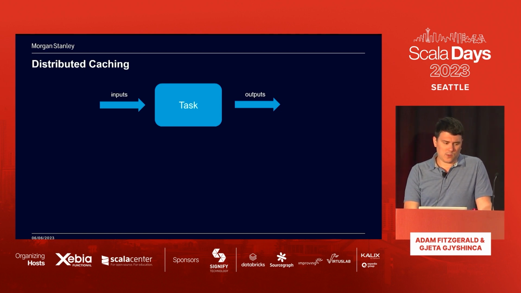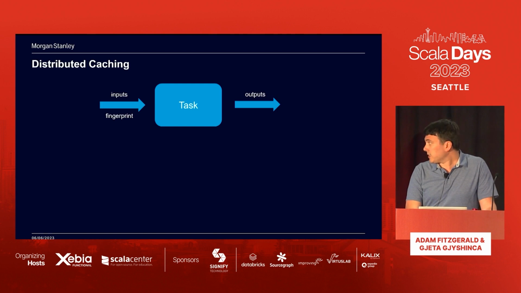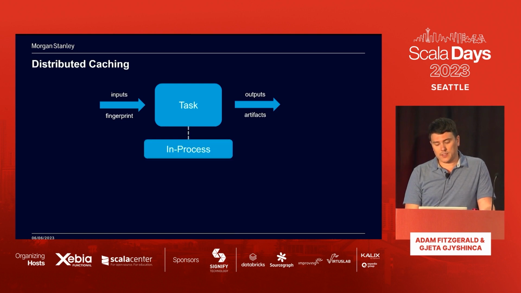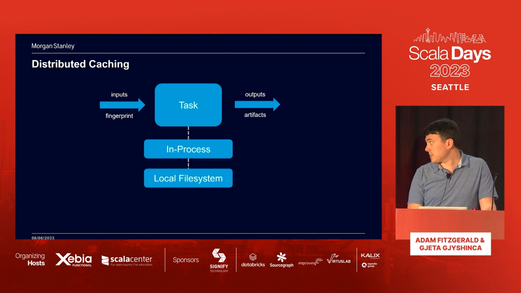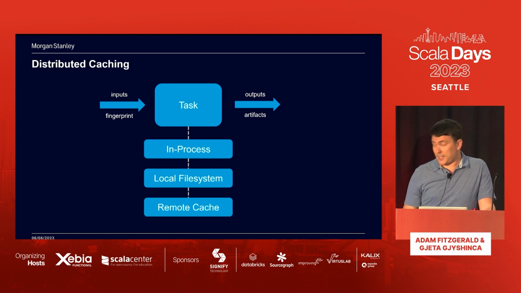And without sharing the artifacts that we produce, we repeat a lot of the work across all of those builds. So we'd like to have distributed caching. Given that we have the inputs captured as a fingerprint, we can use that as a key for the cache to then store the artifacts and look in process for them if the process has been up, or on the local file system. And lastly, in the remote cache that's shared and populated by all these different builds. And lastly, if we don't find it in any of the places, do the compilation.